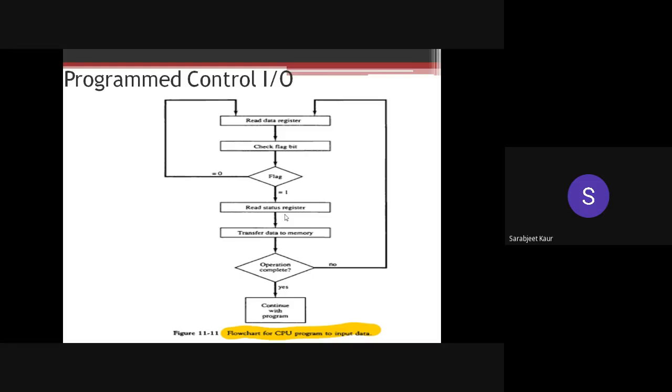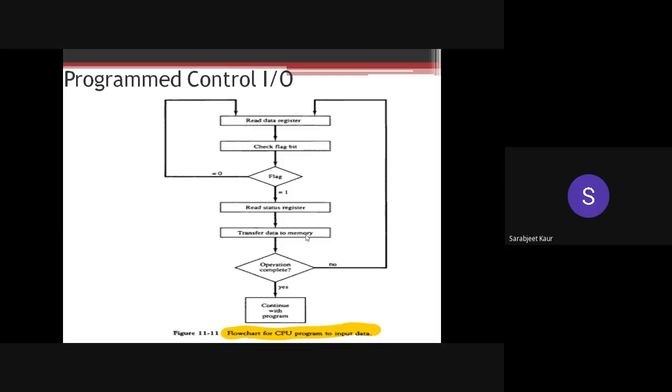So suppose the user is typing a character and it is to be stored in a variable x in the main memory. Then the address of that variable x will be provided by the status register. So the CPU reads the status register, gets the address of where to transfer, and then transfers that particular data to the main memory. But please wait, is the job of the CPU finished? No, it's still not finished.